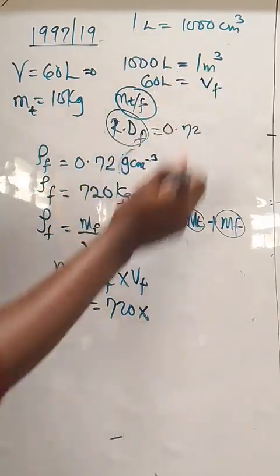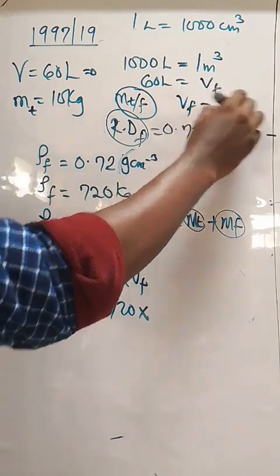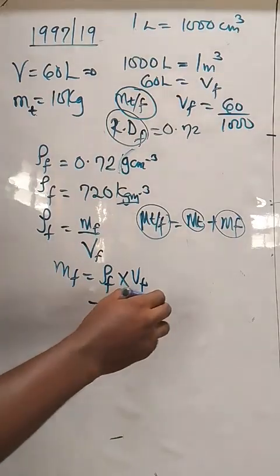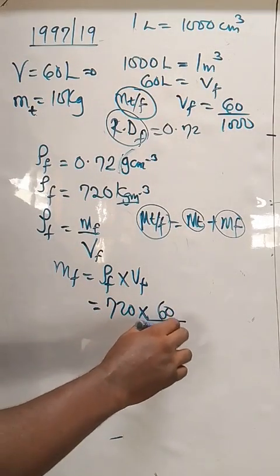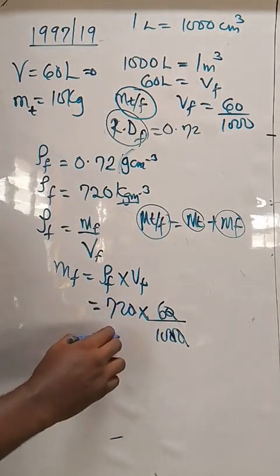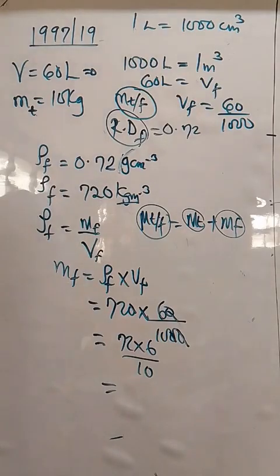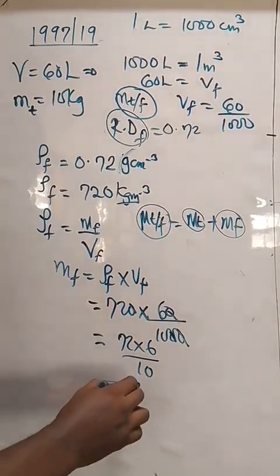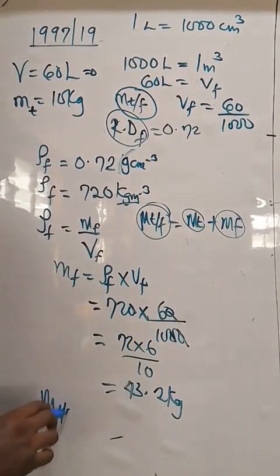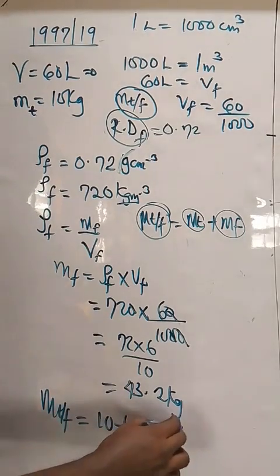The volume of the fuel equals 60 over 1,000. So from liter to meter cube, we divide by 1,000. That will be 60 divided by 1,000. So this becomes 72 times 6 over 10. The final answer is 43.2 kilograms. But for the mass of the tank plus the fuel, that's 10 plus 43.2. So that will be what?